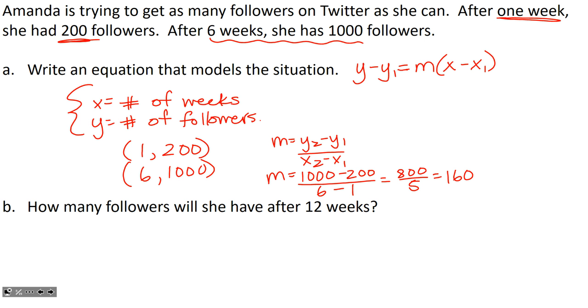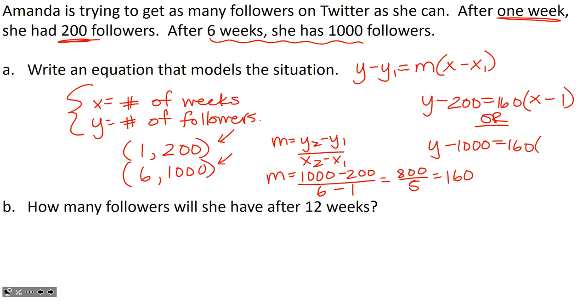Now I need to write the equation in point slope form. I can pick either one of these points, so really you could have had 2 correct answers. Either y minus 200 equals 160 times x minus 1, or you could have had y minus 1,000 equals 160 times x minus 6. You did not have to have both. You could have had one or the other. There's your equation.